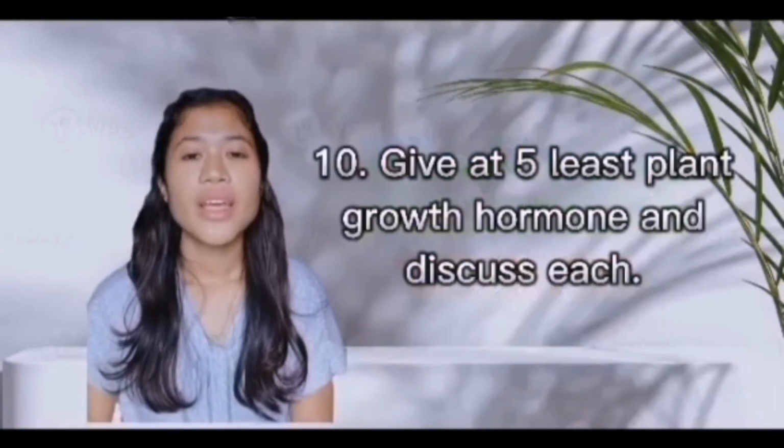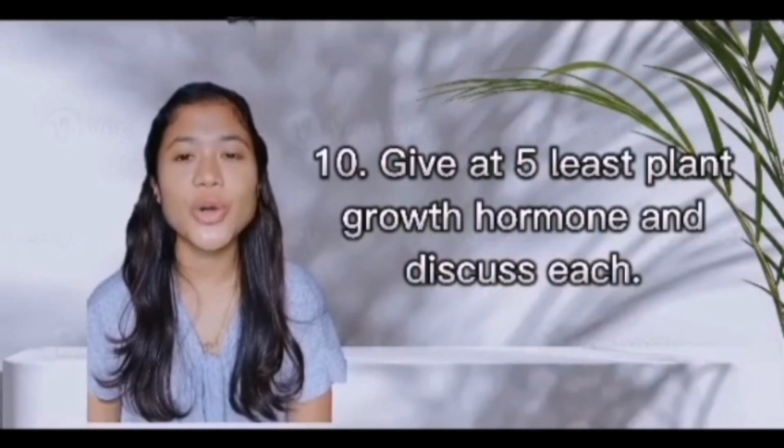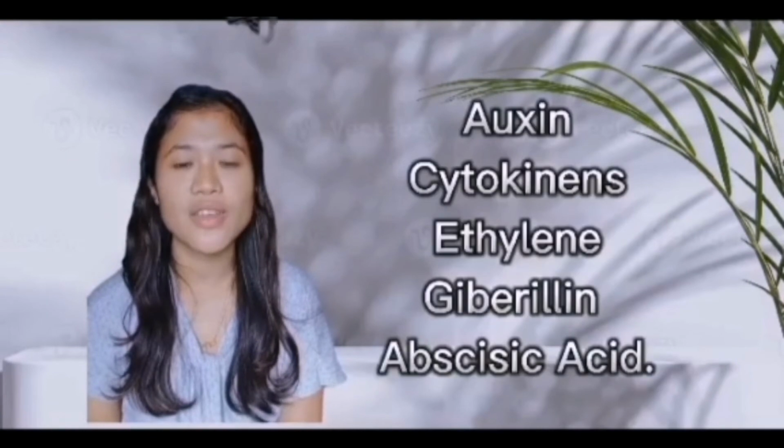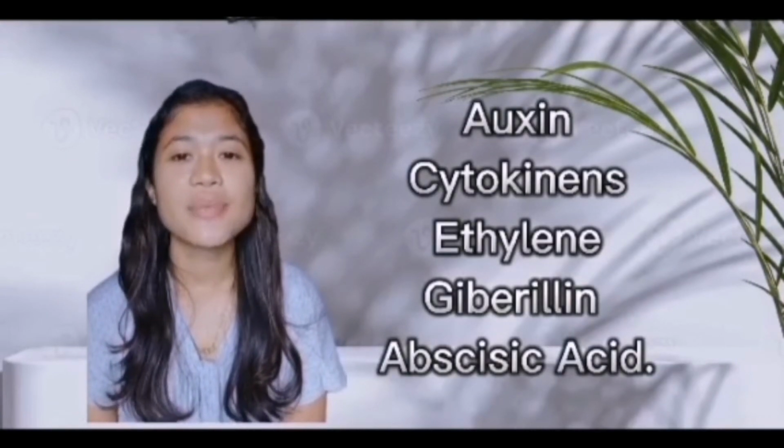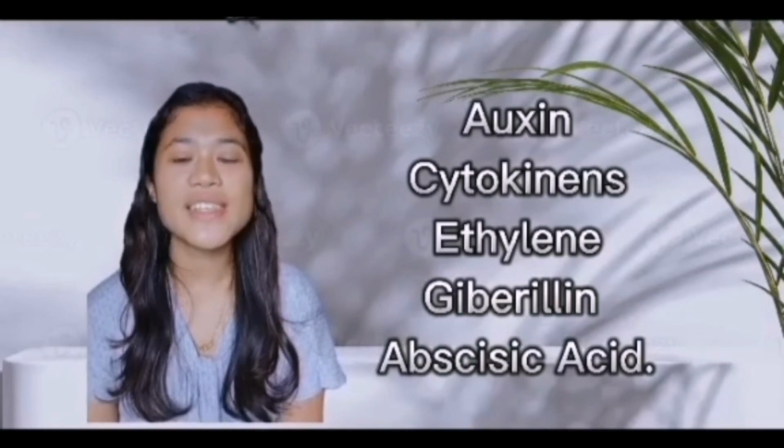Number 10. Give at least 5 plant growth hormones and discuss. So here are 5 plant growth hormones: the auxins, cytokinins, ethylene, gibberellins, and abscisic acid.